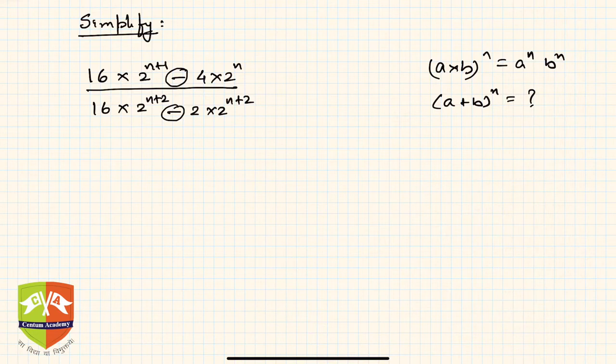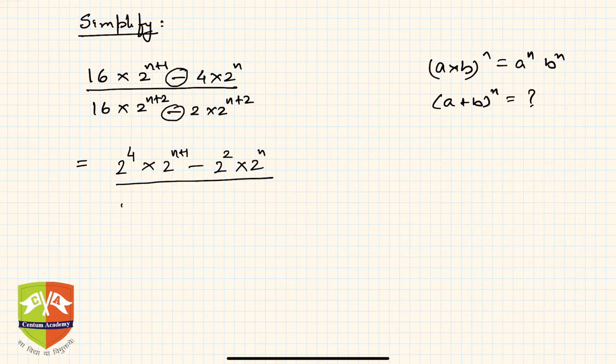So if you see, all are appearing to be powers of 2, isn't it? So let us again, going by our basic rule, first prime factorize. So 16 is 2 to the power 4, clearly. And then this term is 2 to the power n plus 1 minus 2 square is 4 into 2 to the power n. This is the numerator. The denominator again, 2 to the power 4 into 2 to the power n plus 2 minus 2 into 2 to the power n plus 2, right?